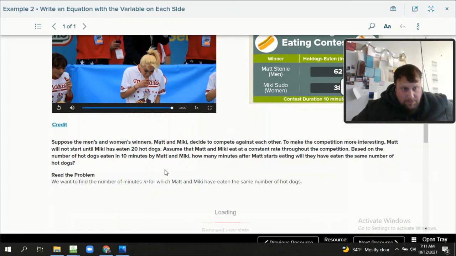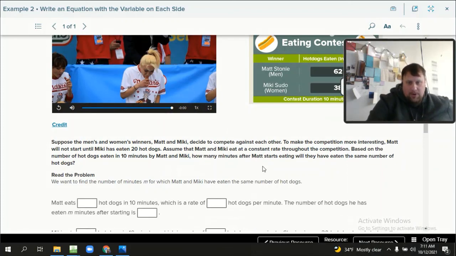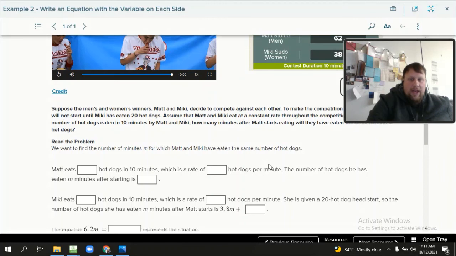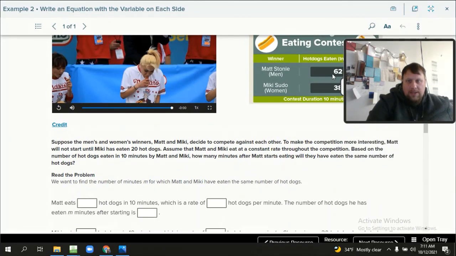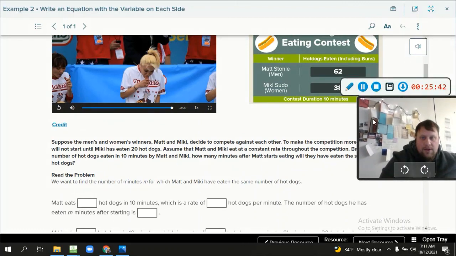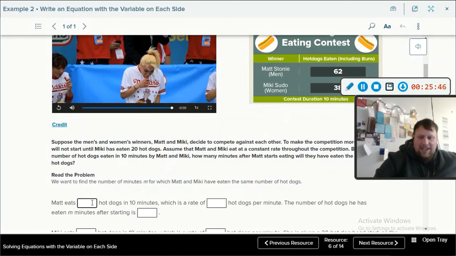Gotta get my numlock off. Which is a rate of, well, 62 divided by 10, that's 6.2 hot dogs per minute. The number of hot dogs he's eaten in M minutes after starting is, well, that would be 6.2M. Mickey eats how many? 38 hot dogs in 10 minutes, which is a rate of, if you divide that by 10, 3.8. It's just moving the decimal point over, right?